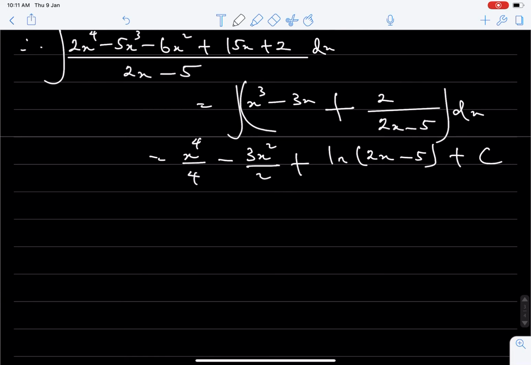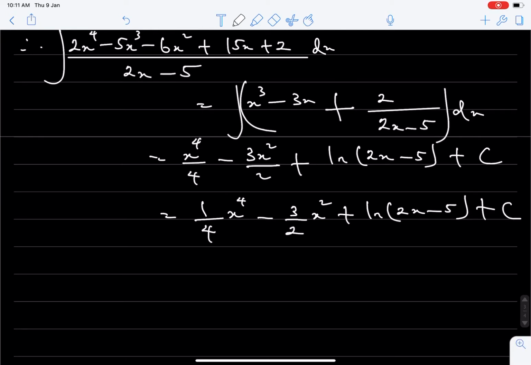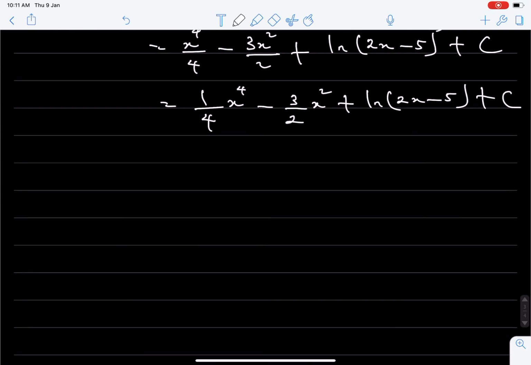X raised to the power 4 over 4 minus 3x squared over 2 plus ln 2x minus 5 plus c. And if you like, you can write it as 1 over 4 x raised to the power 4 minus 3 over 2 x squared plus ln 2x minus 5 plus c. Now to another one.